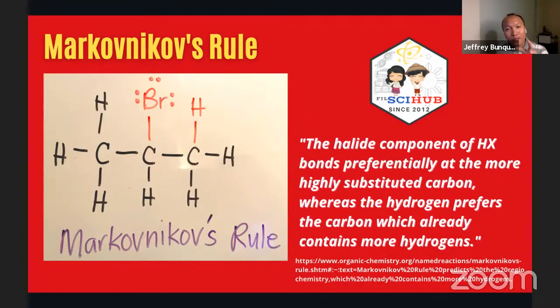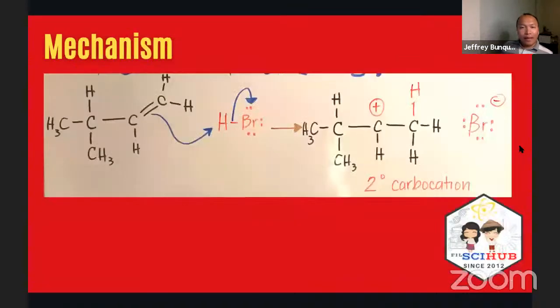So ito po, students and teachers, don't forget about this because this is a very important rule when it comes to proposing reaction mechanisms or even predicting the products for reactions of alkenes. Okay, and so we're actually going to be making this more challenging. So this time around, we are actually using 3-methyl 1-butene reacting with hydrobromic acid.